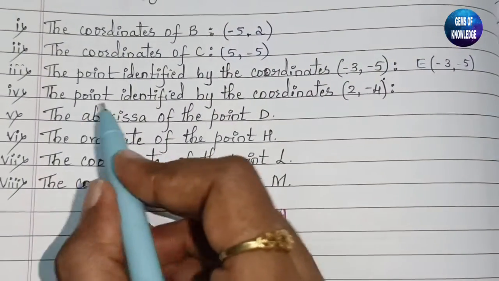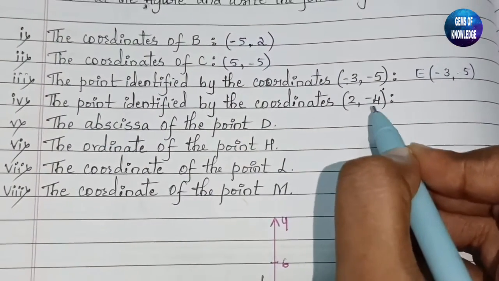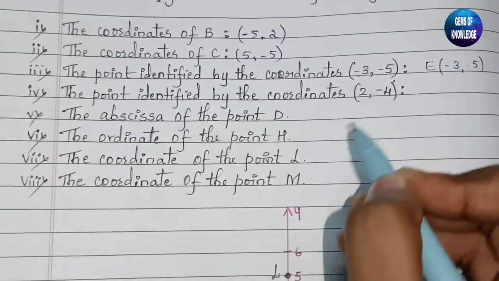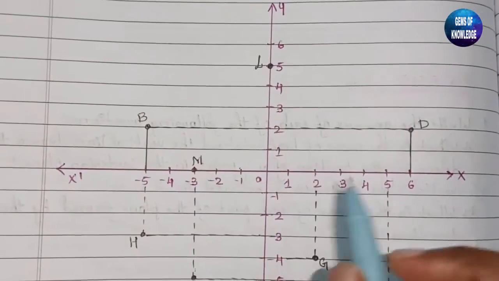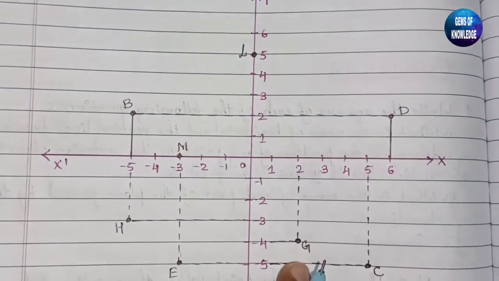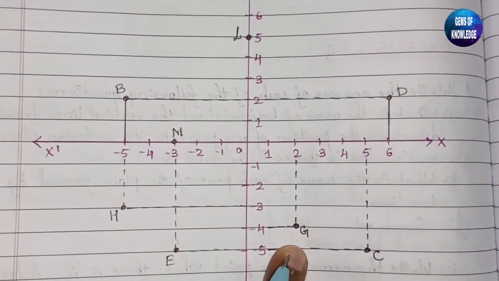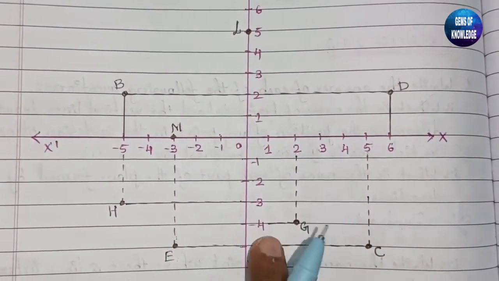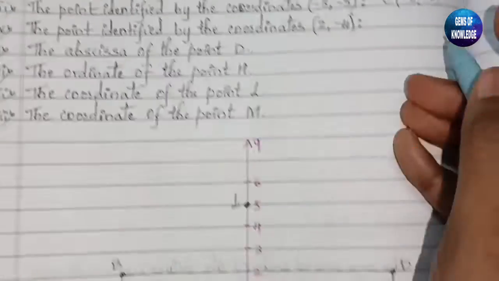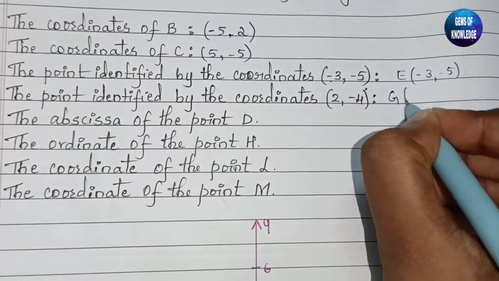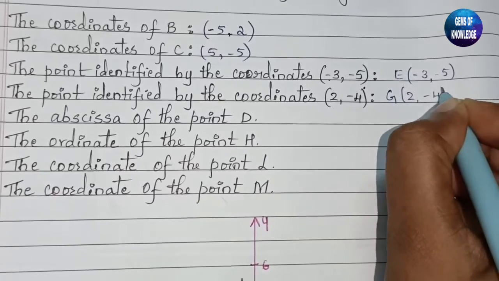Next, the point identified by the coordinates 2 comma -4. One is plus, one is minus. According to you, which is the quadrant? Plus and minus is the fourth quadrant. That is 2 and -4, where we have G. So we'll write G, 2 comma -4.